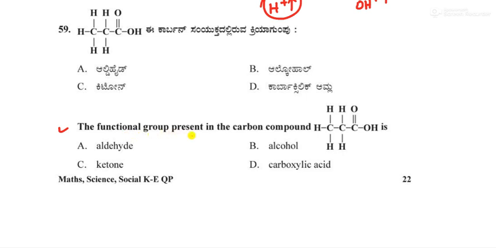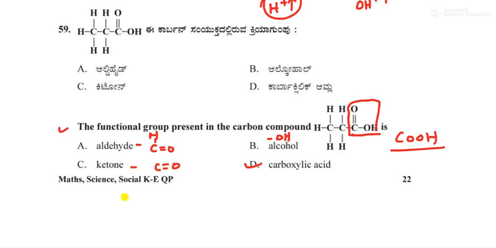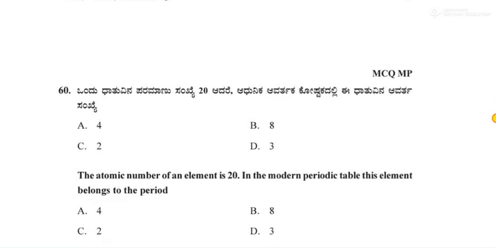The functional group present in the carbon compound is this one, this is the functional group. It is also read as COOH. What is this? It is called carboxylic acid. Aldehyde is CHO. It is like this. And alcohol is just OH. Ketone is CO. Remember these functional groups. So here the answer is carboxylic acid. Okay. Next is question number 60.